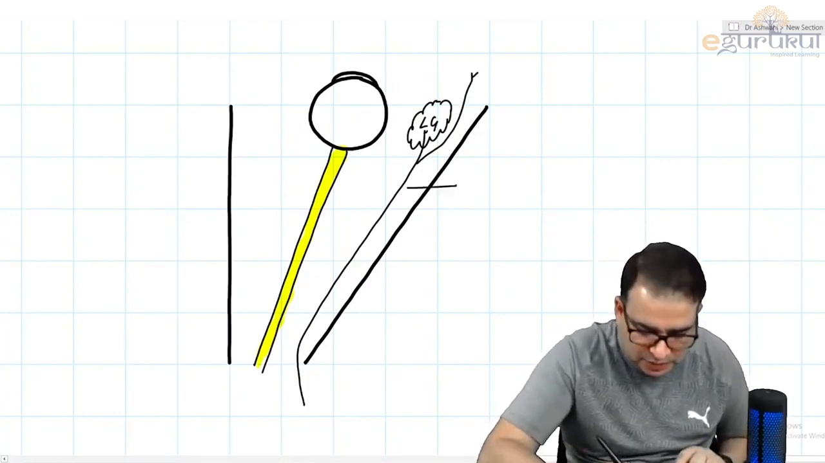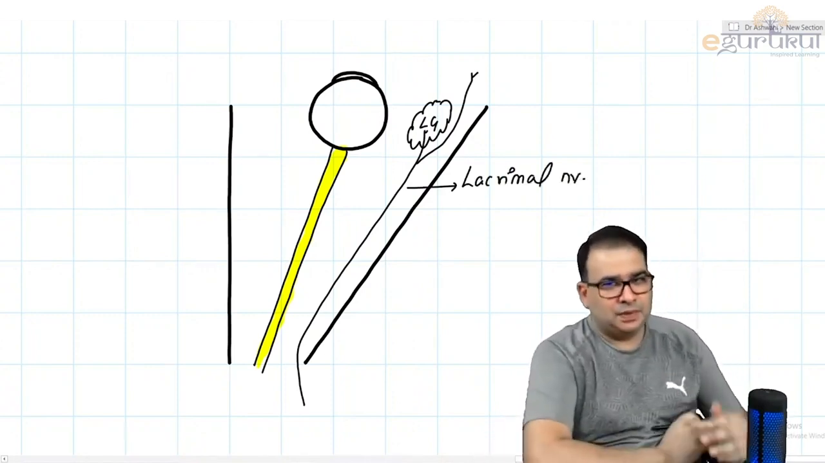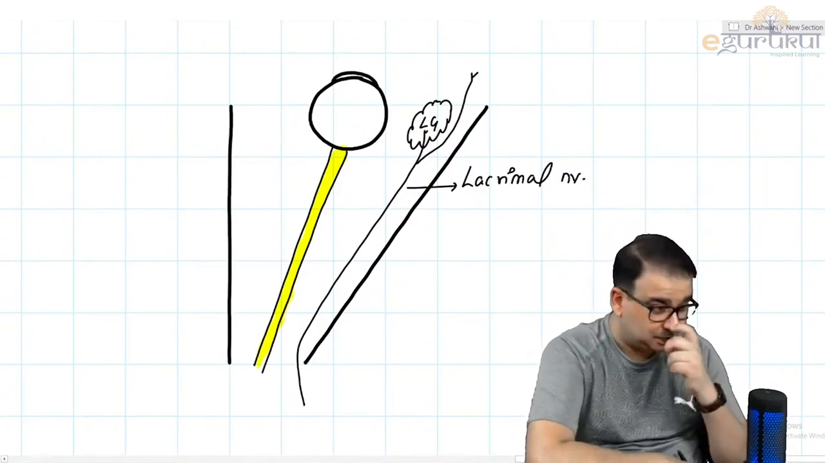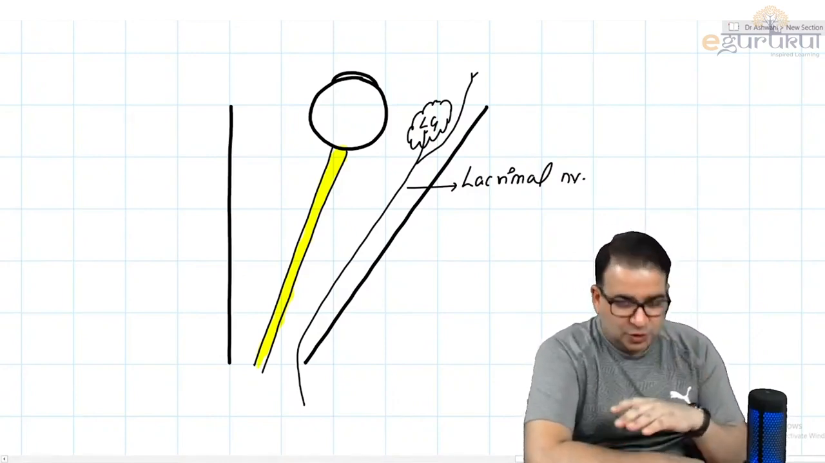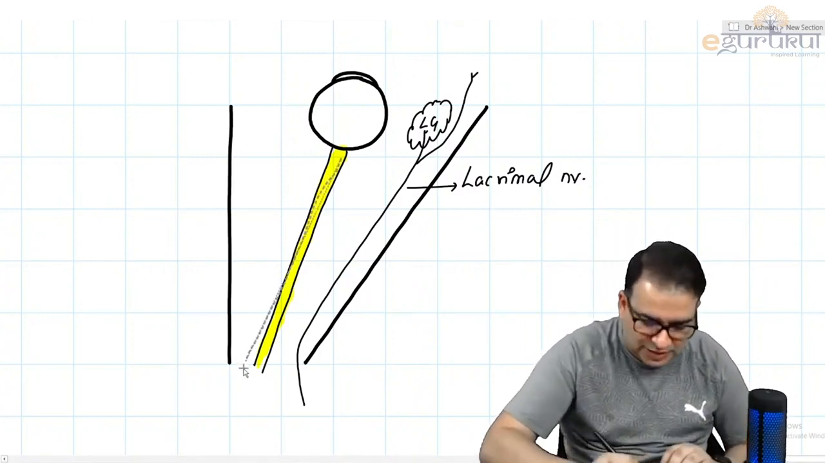What nerve was that? That was the lacrimal nerve. That's the lacrimal nerve, running along the lateral wall of the orbit. The nerve that you will see, which is actually crossing from medial to lateral side, above the optic nerve. This is the optic nerve. You all know that that's the optic nerve.